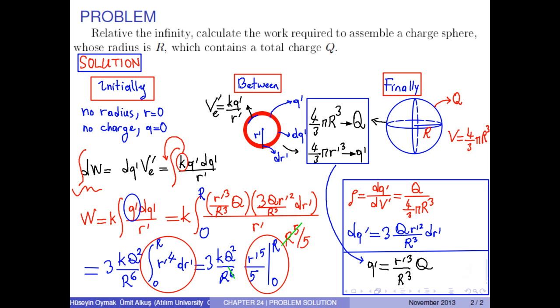As a result, we find the work required to assemble a charged sphere whose radius is R, which contains a total charge Q relative to infinity, as 3 over 5 times k times Q squared over R.